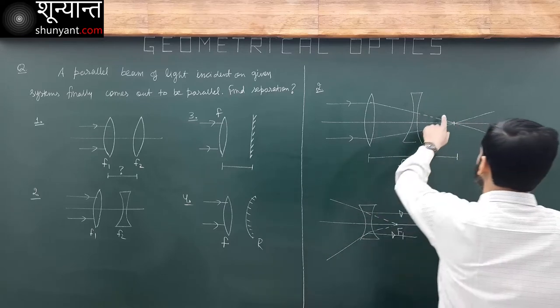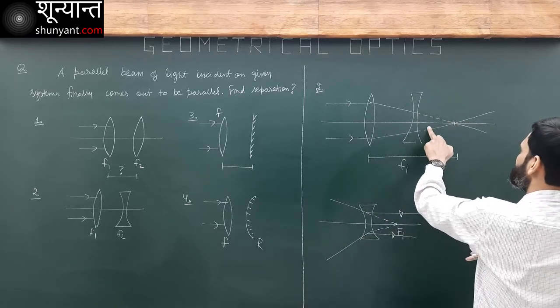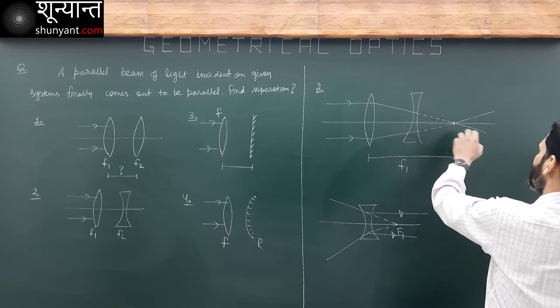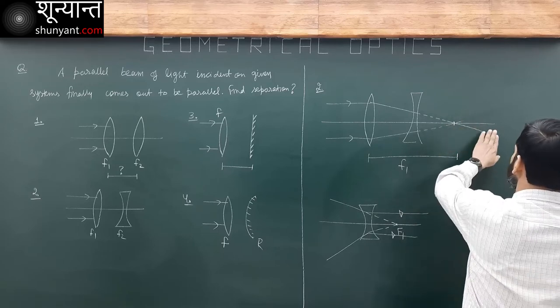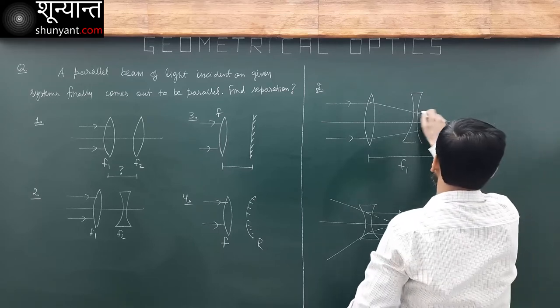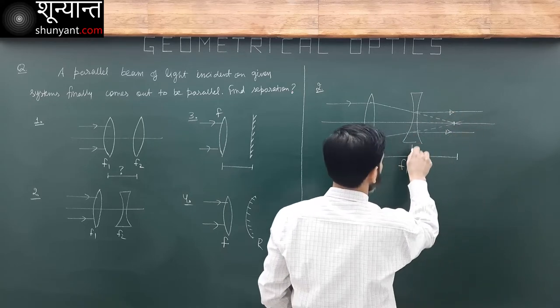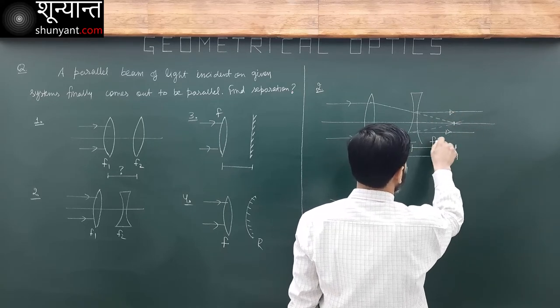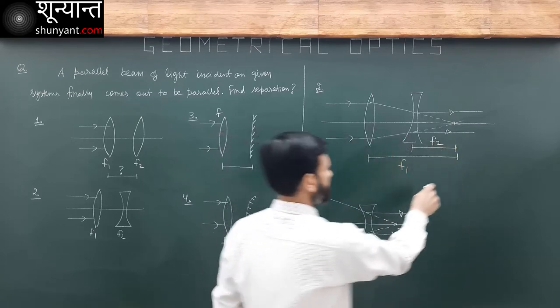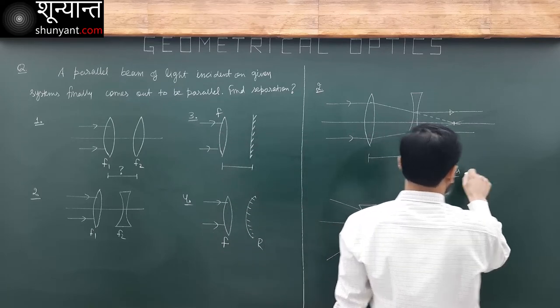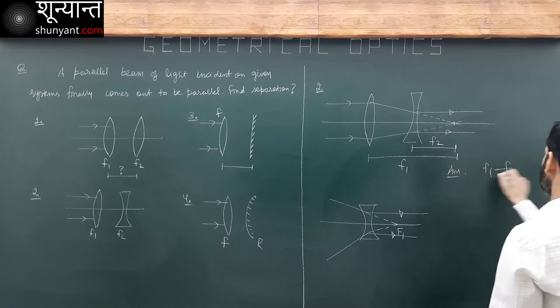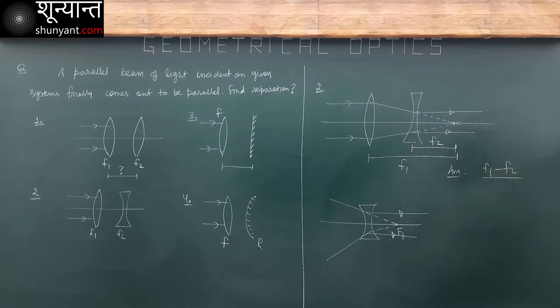So now they cannot reach this point. They cannot reach this point. So what happens is they will become parallel. They are going to become parallel like this. What should be this distance? This is F2. So what is the answer? The answer is F1 minus F2 in this case.